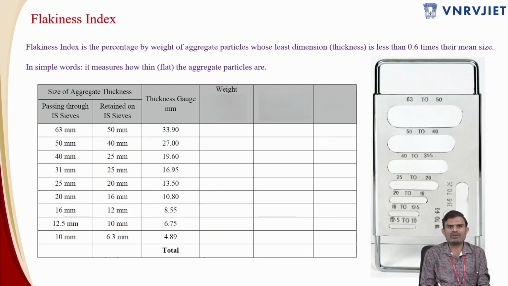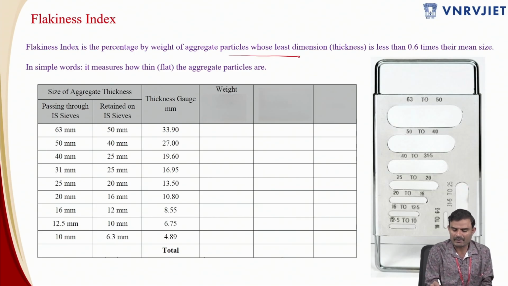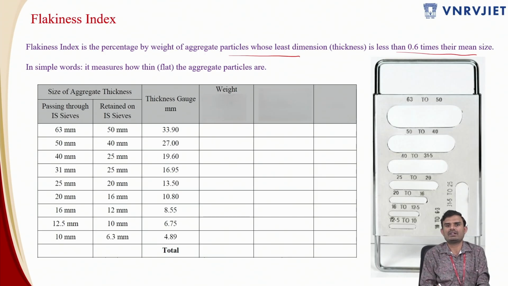Now we define what is meant by flakiness index. Flakiness index is the percentage by weight of aggregate particles whose least dimension, that is the thickness, is less than 0.6 times of the mean. That is very important over here. You have to define the range or the extent up to which you can consider. So the flakiness index is based on particles whose least dimension is less than 0.6 times of the mean.